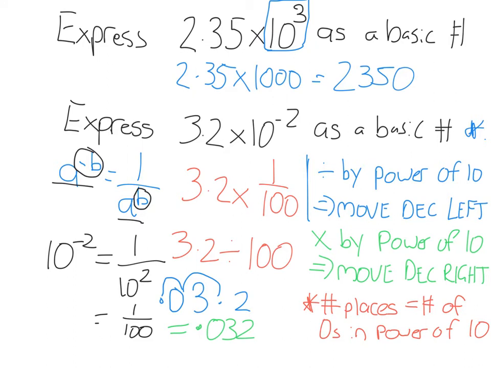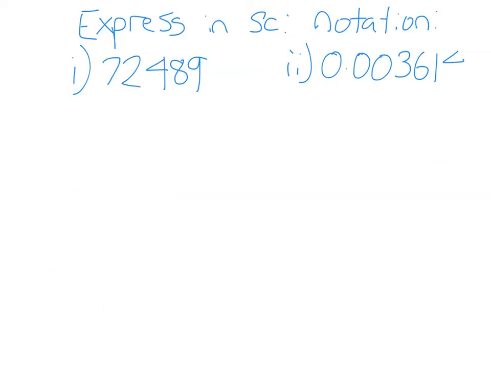Now we're going to look at it the other way. We're going to be given a really big or really small number and put it in scientific notation. We're just sort of reversing the idea that we've just used here. So I'm going to do each of these questions separately. I'm going to express 72,489 in scientific notation, and I'm going to express 0.003614 in scientific notation.